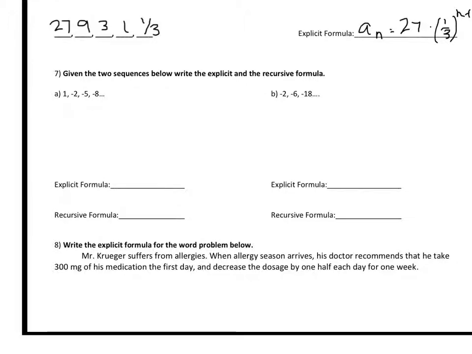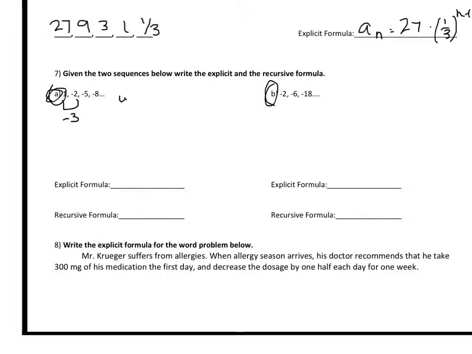Okay, I'm going to do one of these. Given the two sequences below, write the explicit and recursive. So we'll start with explicit. Let's take on A. Okay, so I'm starting from 1. To get to -2, I could multiply by -2. Then if I multiply by -2, I get +4. So it's not geometric. I could subtract 3, subtract 3, subtract 3. So my pattern is subtracting 3 over and over again.